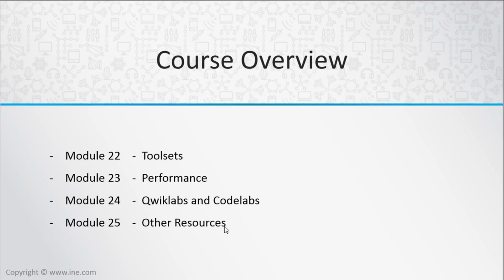Module 22, we'll proceed over and talk about tool sets that are available with GCP, everything from migration over to development. Module 23, we're going to talk about performance. Module 24, we'll proceed over and talk about some resources you could use like Quick Labs and Code Labs. These are excellent resources for anyone wanting to learn and being walked through how to do something. This is a great way to start. Module 25, we're going to wrap it up with some other resources you could take a look at and proceed to the completion of the course.